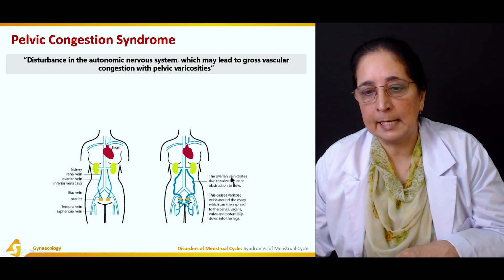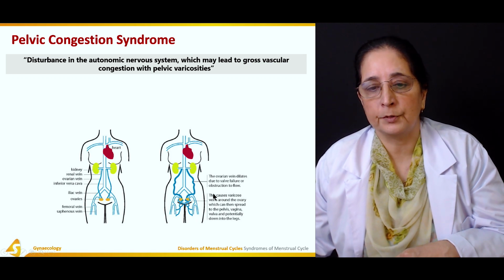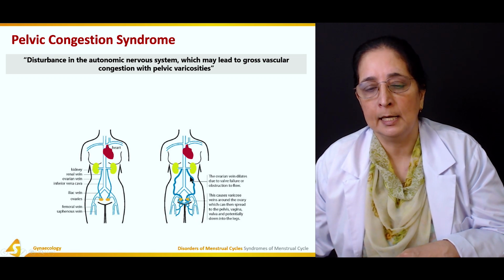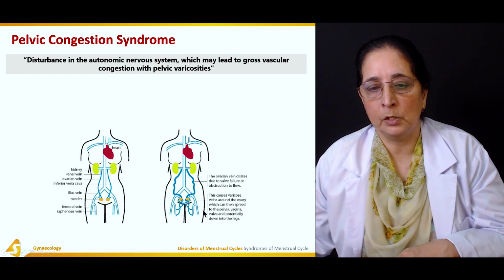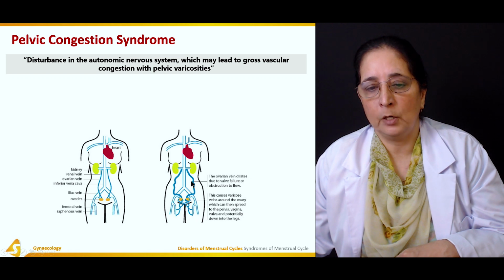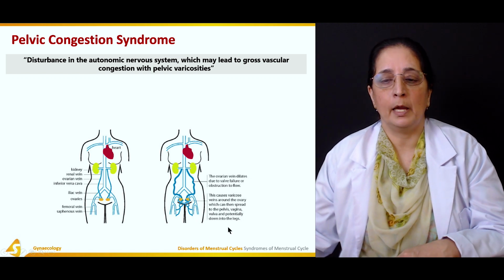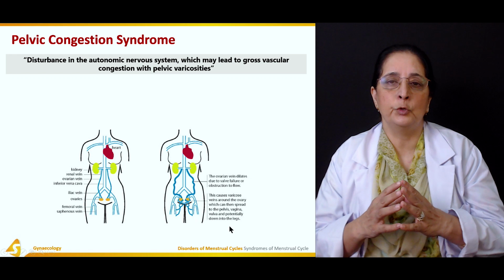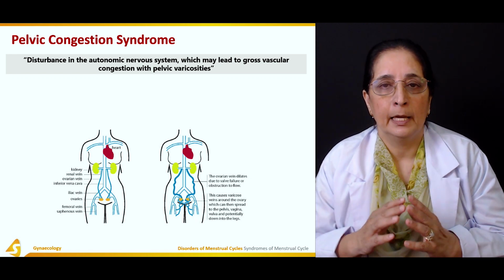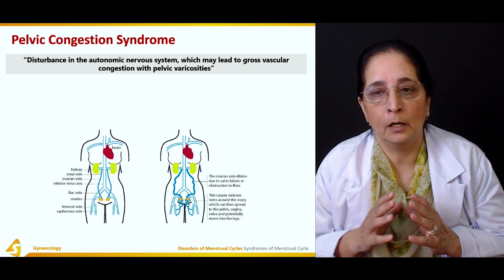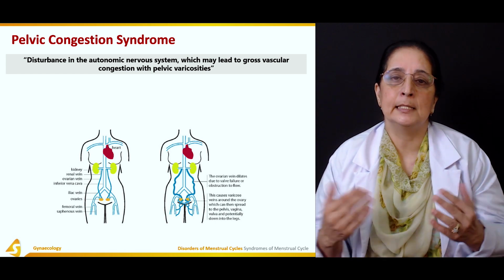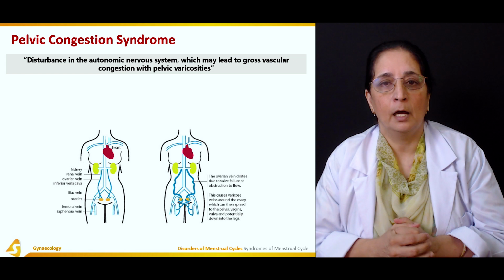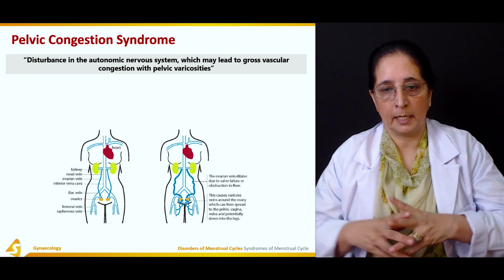The ovarian vein dilates due to valve failure or obstruction to flow. This is the ovarian vein that dilates, leading to varicosities. This causes varicose veins around the ovaries, which can spread to the pelvis, vagina, vulva, and to the legs. So this can lead to pelvic congestion syndrome. Increase in the pressure of the ovarian veins causes dilation of the ovarian veins, and this dilation causes varicosities around the pelvic organs and different structures.